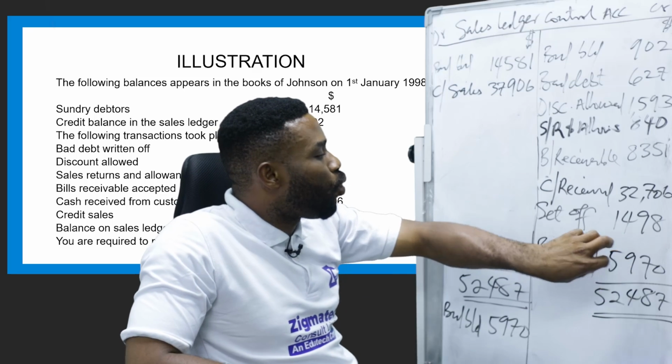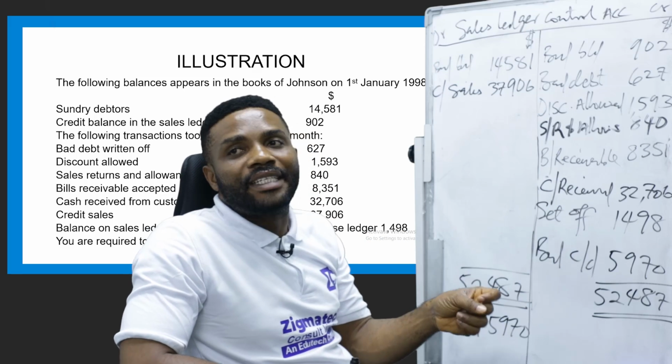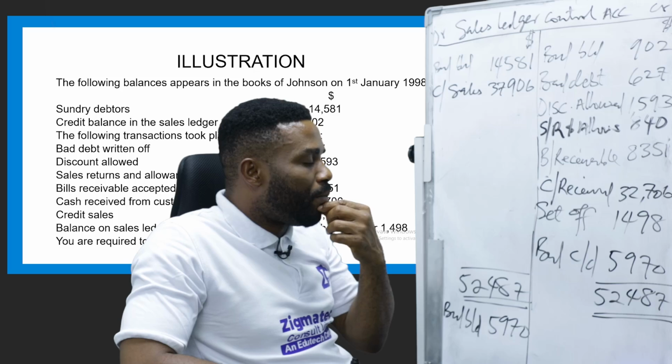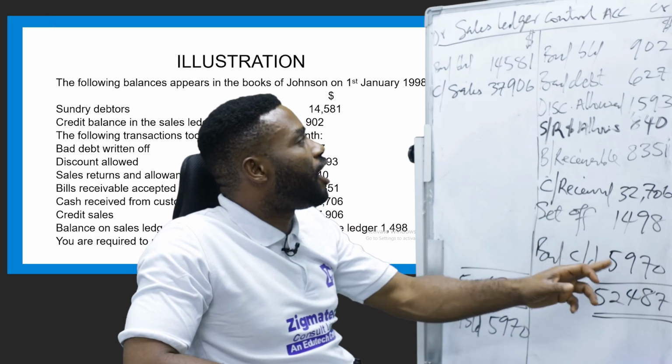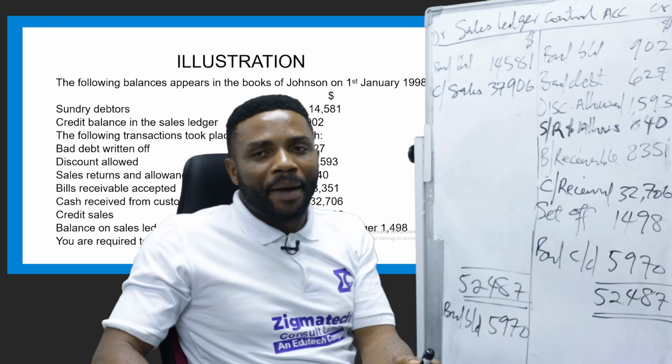So this is what will be taken into the next month, which is February 1998, to begin that month. By the time this is taken to that, it will now come on the debit side for the account that will be prepared in that particular month.